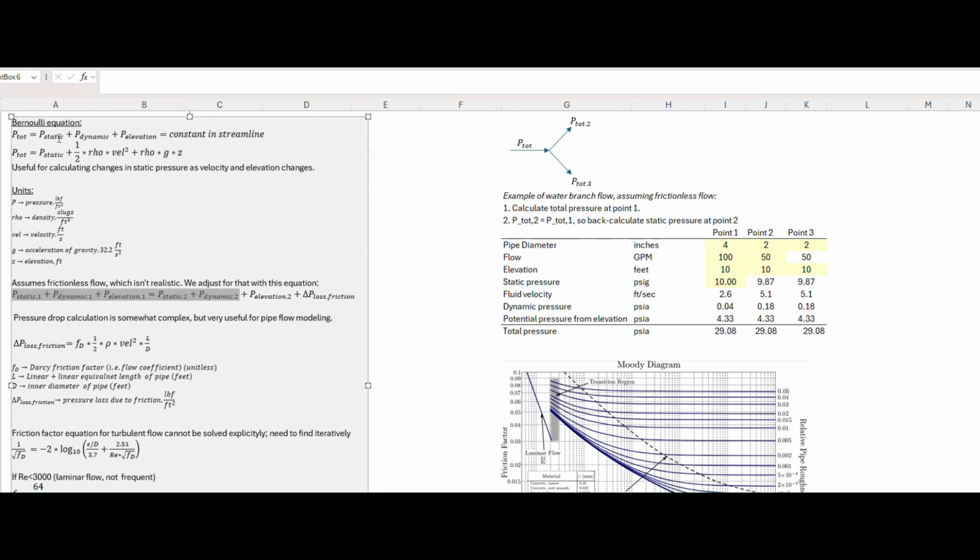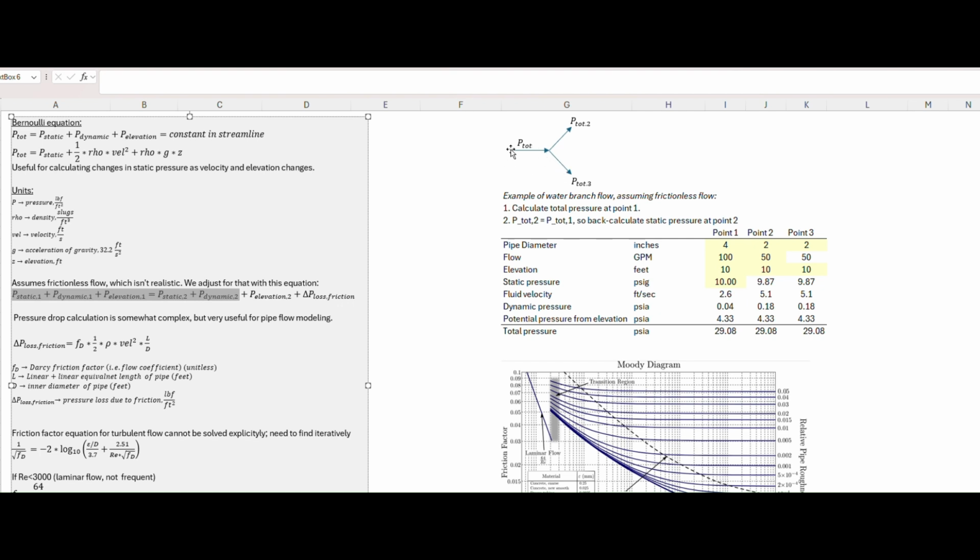So what does the Bernoulli equation say? It says that your total pressure of a fluid is equal to the sum of your static pressure, which is what a pressure gauge reads, your dynamic pressure, which is a function of the velocity, and it's the pressure supplied by the velocity of the fluid in the direction of flow, and your elevation or potential pressure, which is a function of its elevation. And that total pressure is constant in a streamline, assuming there's no frictional losses.